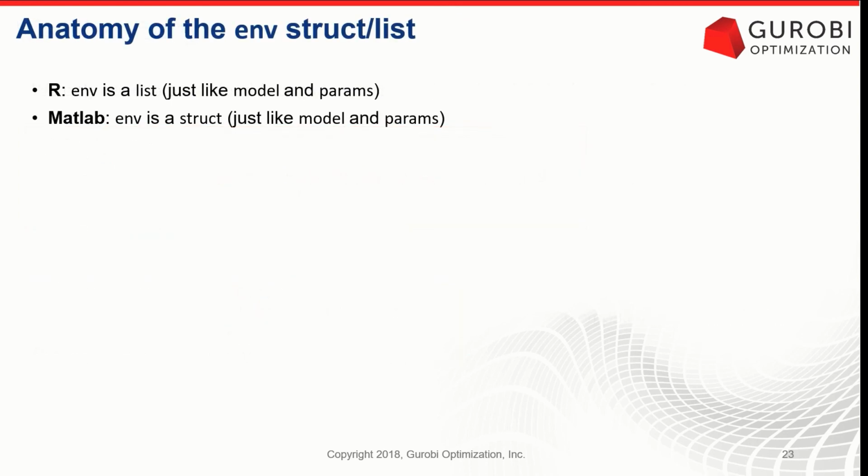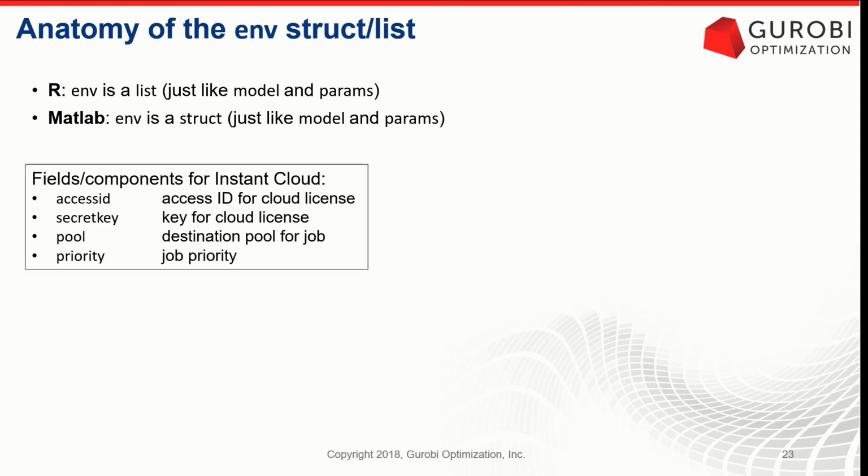The formal description is very straightforward. So we just saw that in R, it is a list, and in MATLAB, it is a struct. And the relevant fields for instant cloud service are access ID and secret key, as we just saw. Then there is a pool, which allows you to specify a dedicated compute pool to execute your job. In your setup, you may have a pool for small models, a pool for large models, or maybe a pool that you use in development mode, and one for deployment mode, and a job priority.